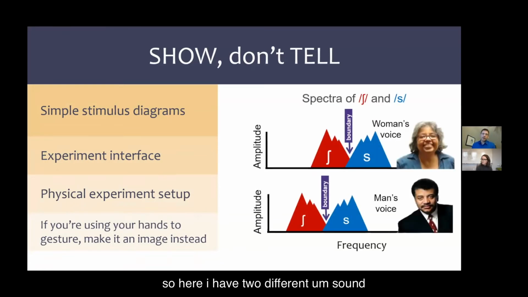So here I have 2 different sound frequency spectra, and there are a lot of things I'm doing here. One, I'm not showing the real spectrum because it's so complex. I'd rather show this schematized cartoon version of it, because all I want you to see is that there's a boundary for her voice in between the red and the blue sounds. There's a boundary for his voice between the red and the blue sounds, but those boundaries are at different spots or at different frequencies, okay? And that's all I need you to know.